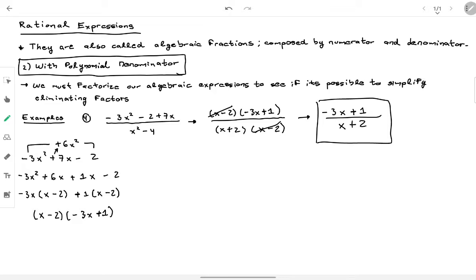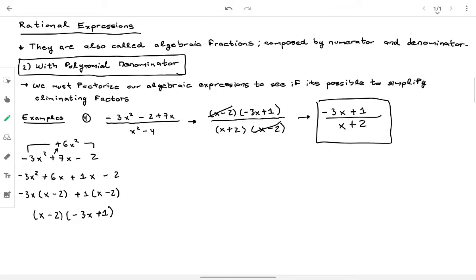So remember, the important part is we need to remember how to factorize. And when we know how to factorize, it will be very simple to eliminate or simplify those specific factors that are the same on the numerator and the denominator.